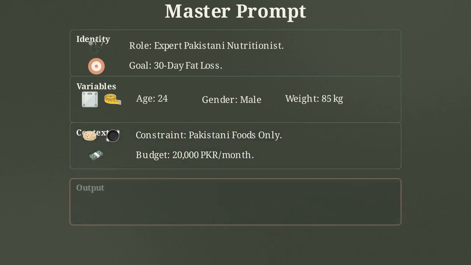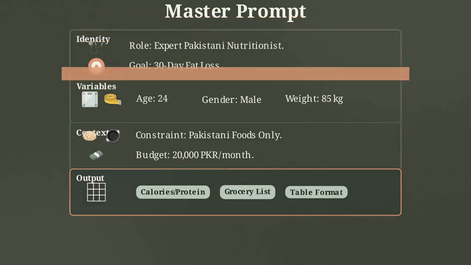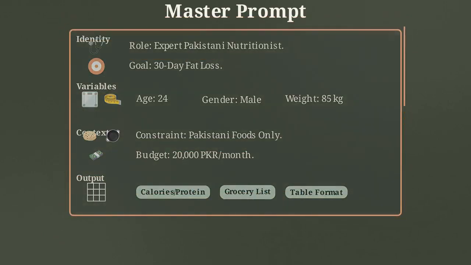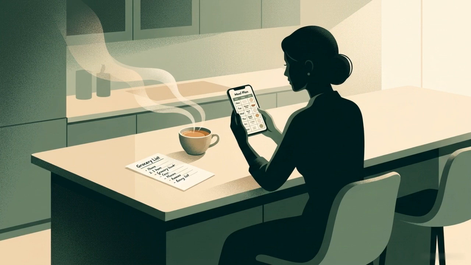The prompt concludes by defining the final output. We command it to include daily calories, protein, and a grocery list. Provide results in a table. Because the instructions are so specific, the AI will generate a complete 30-day regimen in seconds. The usefulness of the AI depends entirely on the precision of the instructions you provide.